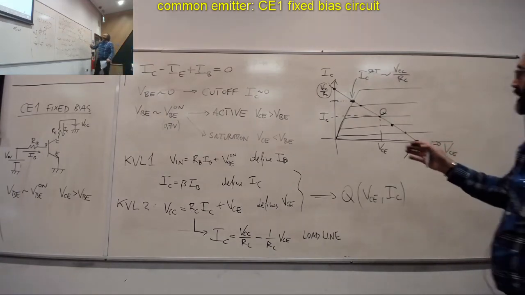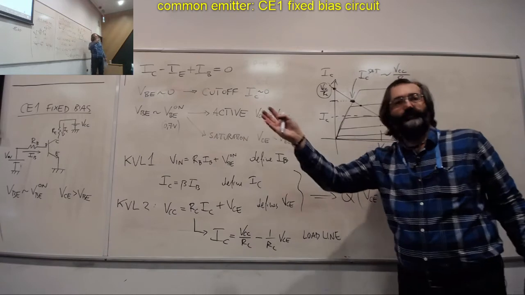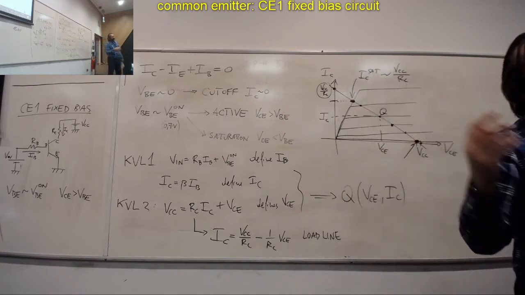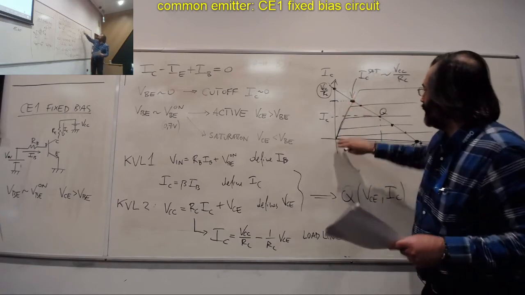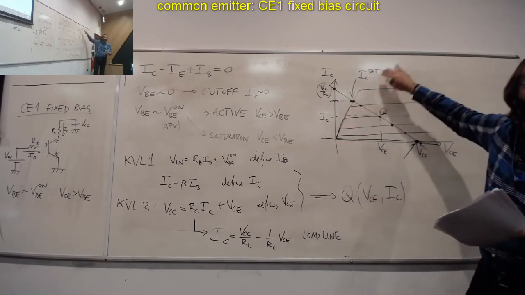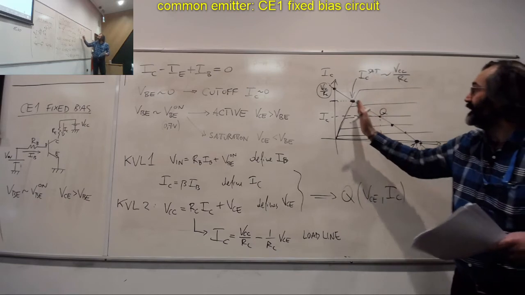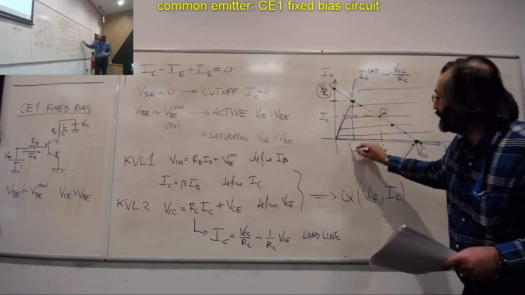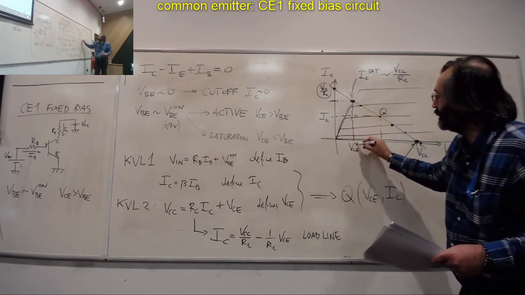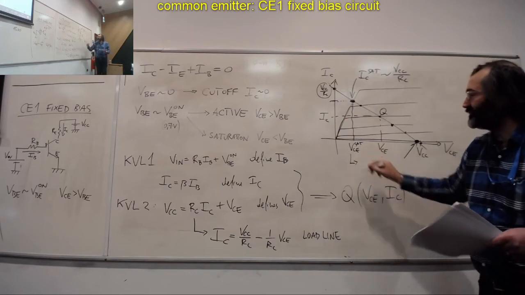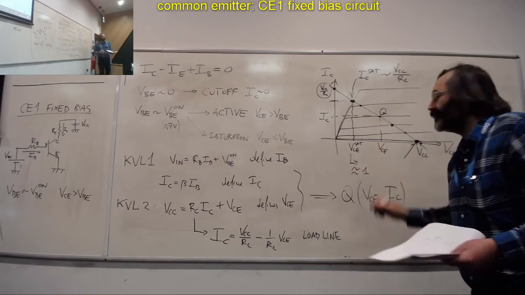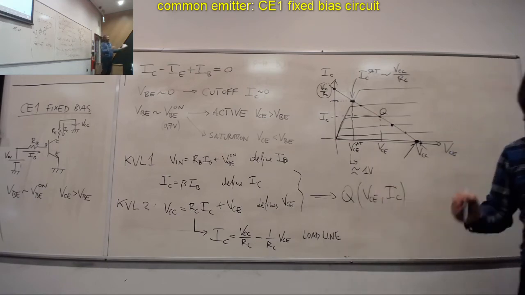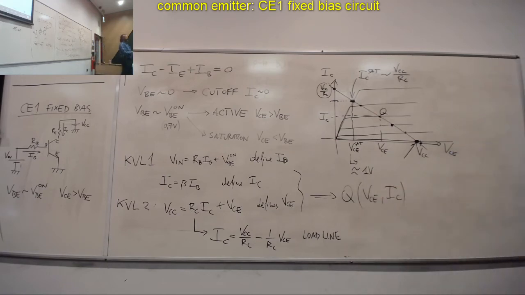The reason is, you can pick up the data sheet of any BJT, and you will see that really here I've over-exaggerated this part, the saturation part. If you call this VCE saturation, you will see that this VCE saturation is roughly of the order of 1 volt, 0.5, 1.5, it's around this value, around 1 volt.